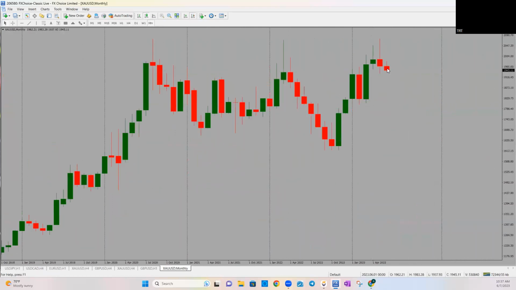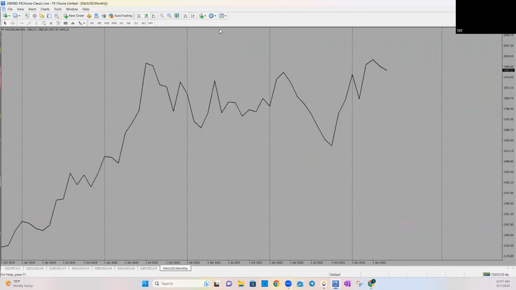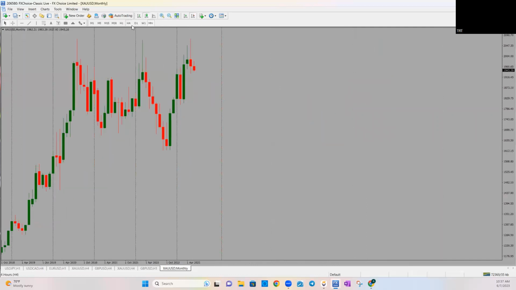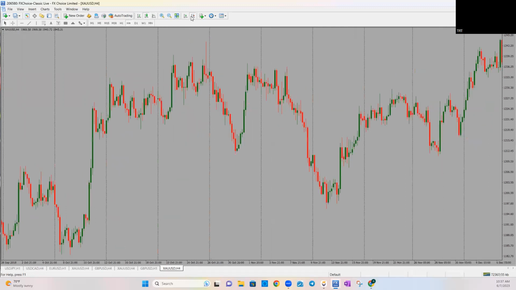Remember, the monthly right now is bearish. The monthly is bearish. Now, we still got to get through this low, but as of right now, the monthly is still bearish. If I switch to my line chart, it's still showing me the monthly is coming down, which means the monthly is bearish. Okay, so let me go back to my 4-hour time frame, zoom in a little bit.